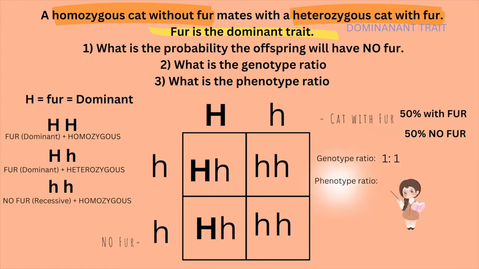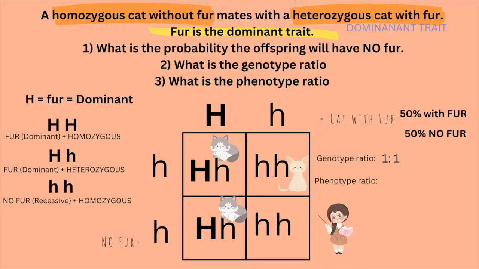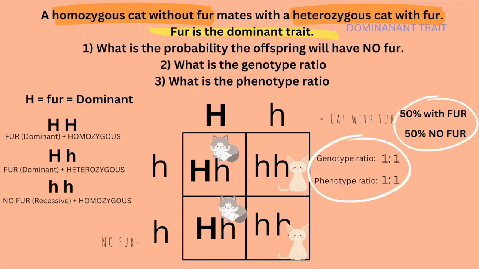Next, the question is asking for the phenotype ratio. Phenotype is referring to the characteristic traits that are visible, like does the cat have fur or does it have no fur? These two with the dominant alleles present will give fur, and these two with no dominant alleles present will give us no fur kittens. So the ratio here is 1 to 1. Just want to add that the genotype and phenotype ratio happen to be the same here, but keep in mind that they won't always be the same. So these are our answers here.